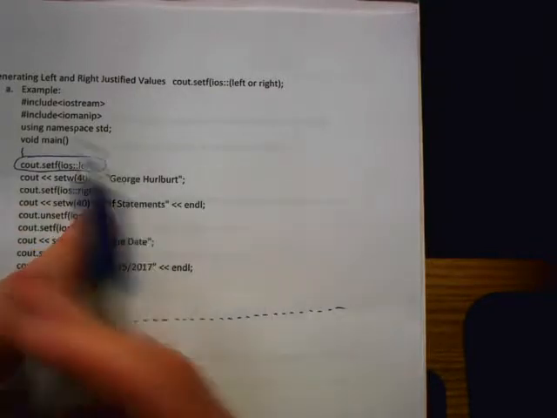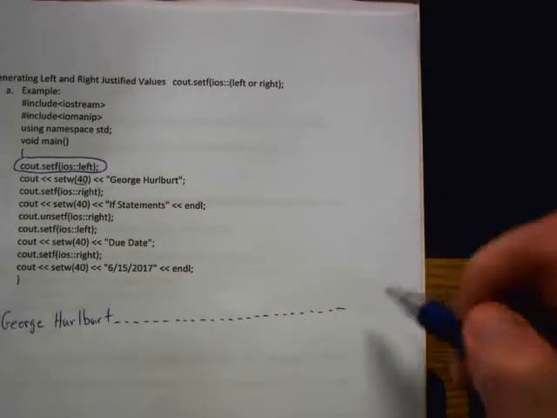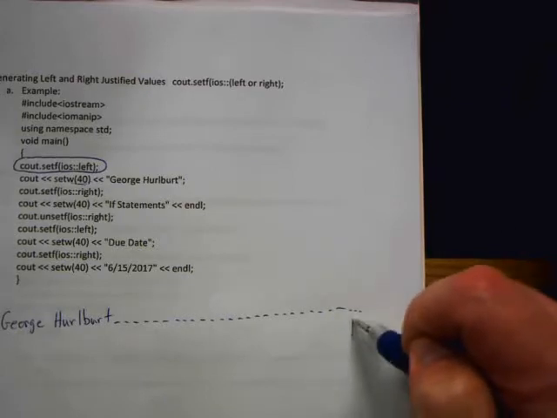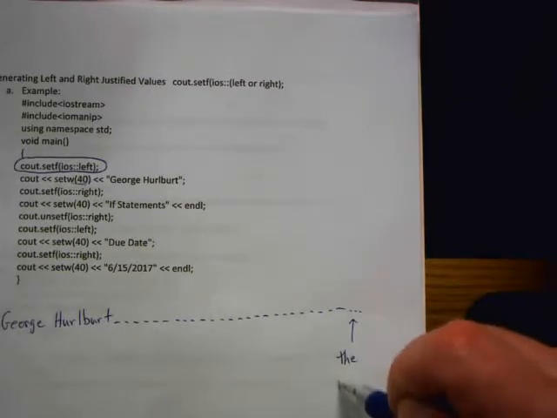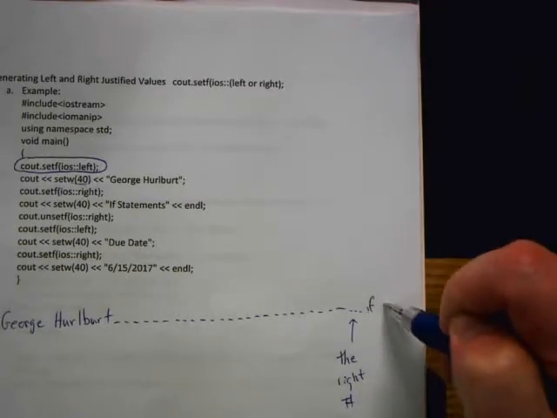It's going to go all the way to the right, and it's going to print if statements, and then it's going to leave a bunch of blanks in front of it, isn't it? So it's going to leave more blanks, the right number. I'm not going to count them. And it's going to print if statements.